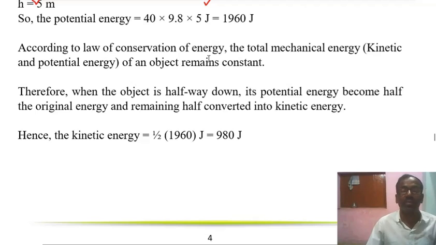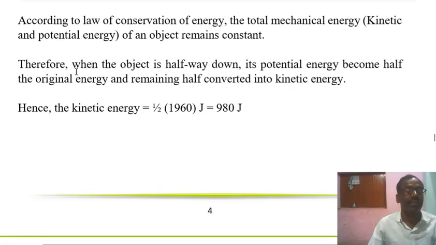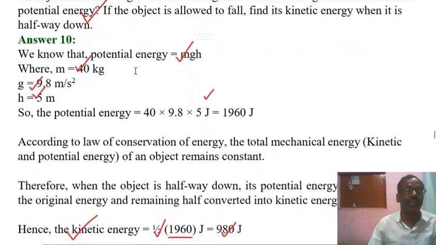According to the law of conservation of energy, the total mechanical energy, kinetic and potential energy of an object, remains constant. Therefore, when the object is halfway down, half of the potential energy is converted into kinetic energy, and the remaining half is the original energy. Hence, the kinetic energy equal to half m, the value of m is 1960, equal to 980 joule. Hope that there is no problem to understand to write the answer of the question number 10. Let's see next question.